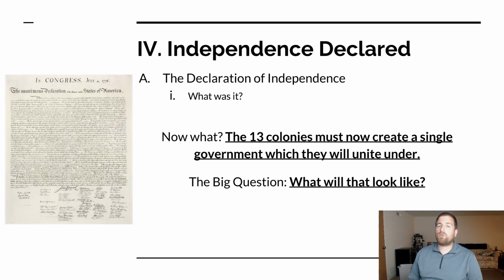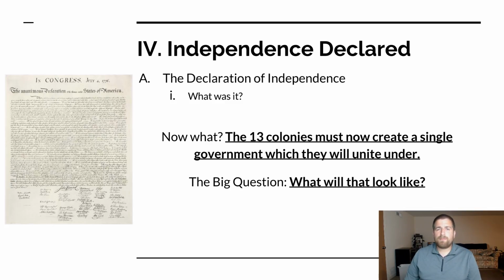So this was a document written by Thomas Jefferson, and this document declared the American colonies to be free of British control. Furthermore, it outlined the grievances Americans had with the British, as well as explained the basic ideas behind what Americans thought government should look like. So it declared independence. It listed all the reasons why we were declaring independence, and it explained what we believed government should look like and how government should function.